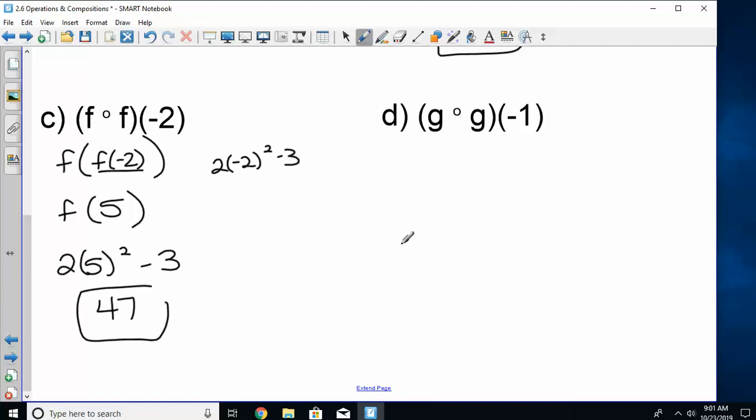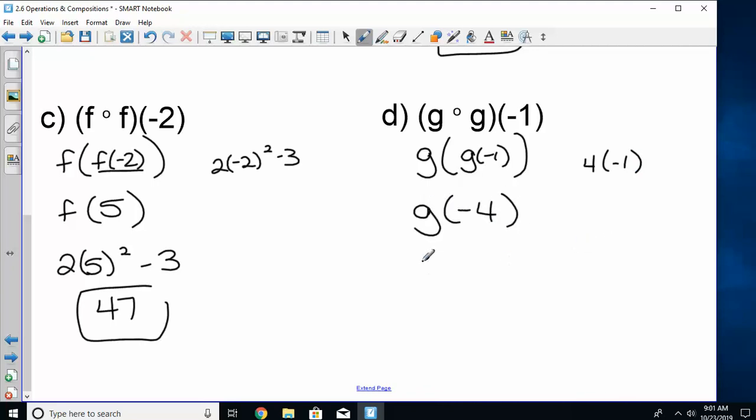Last one, g composed with g of negative 1. So this time you're plugging everything into g. So if you put a negative 1 into g, you get negative 4. Put a negative 4 into g, you have 4 times negative 4, which is negative 16. Do you guys remember these? Okay.